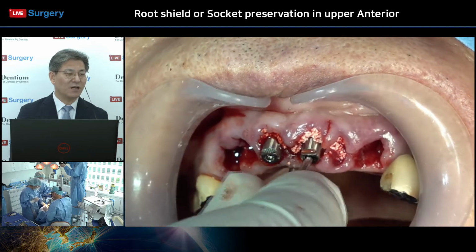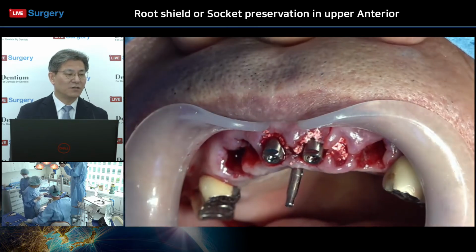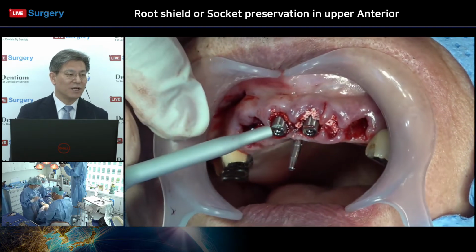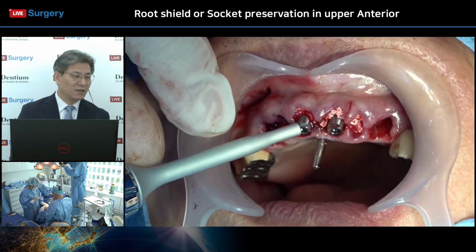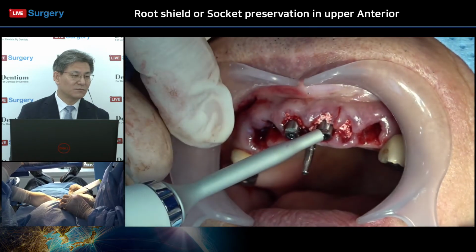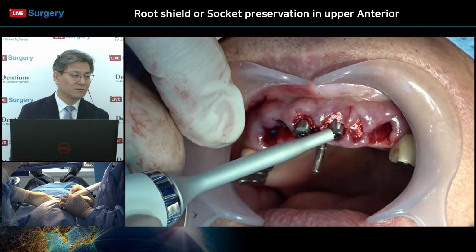This cap is versatile. It can be used for intraoral scanning, and they're also using it as a healing abutment. Around 95. A little bit lower.